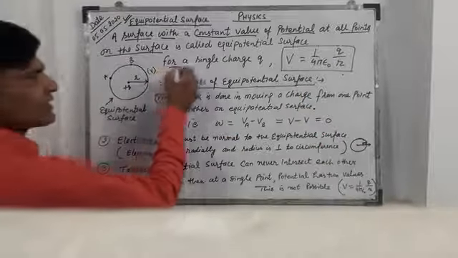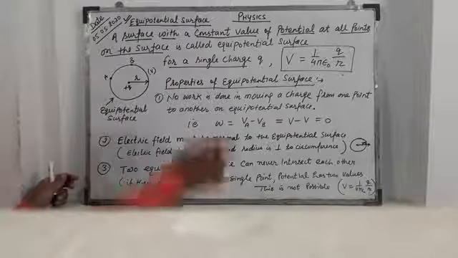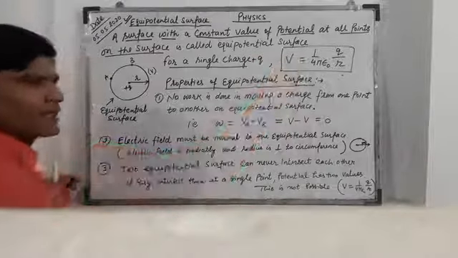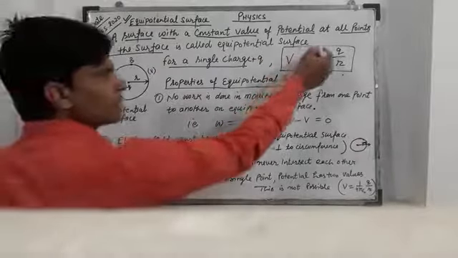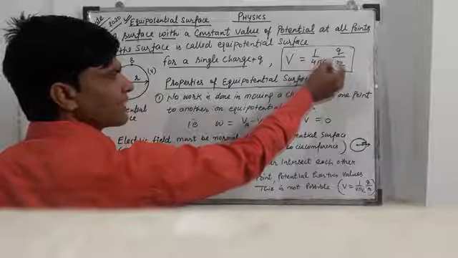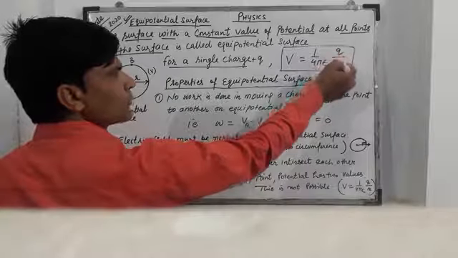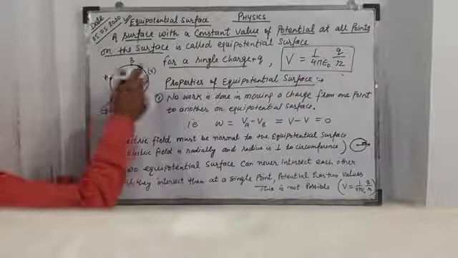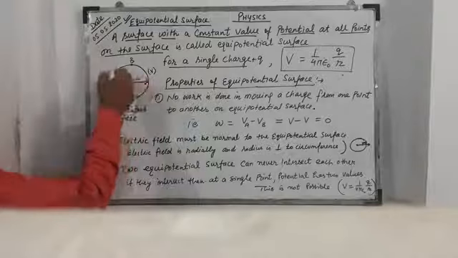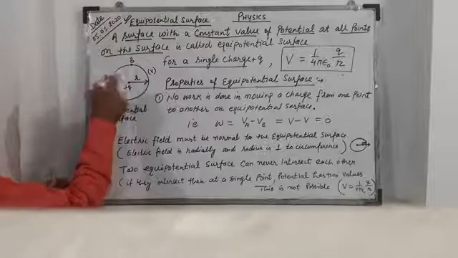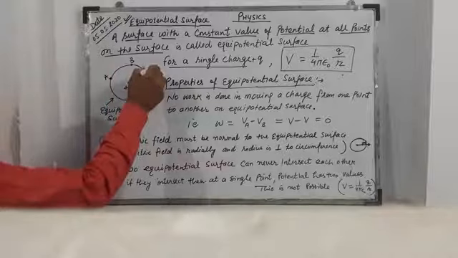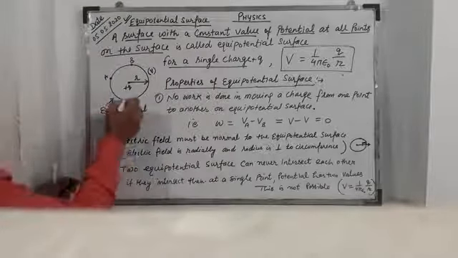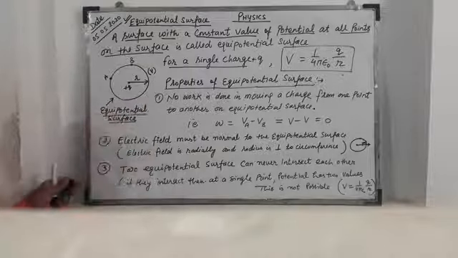For a single charge plus Q, we get V equal to 1 upon 4 pi epsilon naught Q upon R. Then we get an equipotential surface with radius R. At all points, for example A and B, the value of potential is V. This is an equipotential surface.